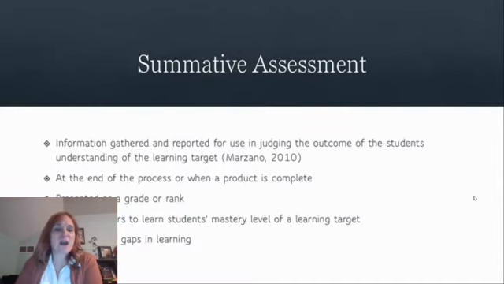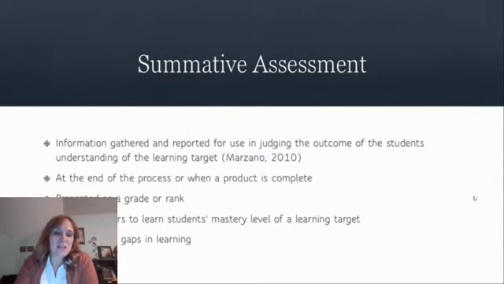Summative assessments are really usually considered reports or judging the outcome of students at the understanding of learning target, but it's usually done at the end of the unit or at the end of a semester, at the end of the year. It's kind of like that wrap up of what information or skills or targets students have learned at the end.